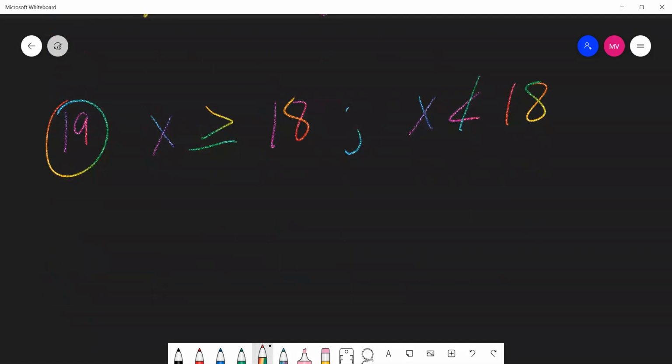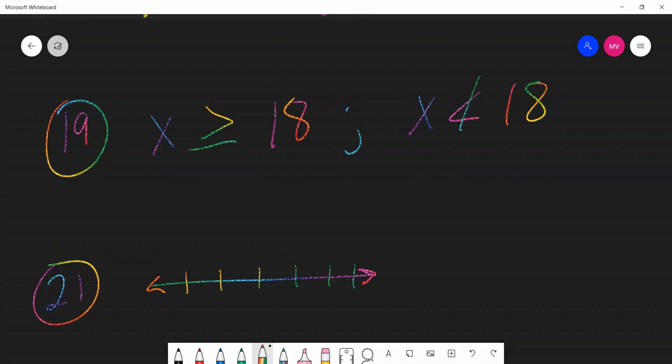All right, let's do 21 and then we'll call it done. I want to just do one graph so you've got it as an example. And I have some graph paper if anybody wants it. Okay, so number 21 says x is less than, actually, we can do 21 and 23. That way everybody gets an even number. So x is less than 4.